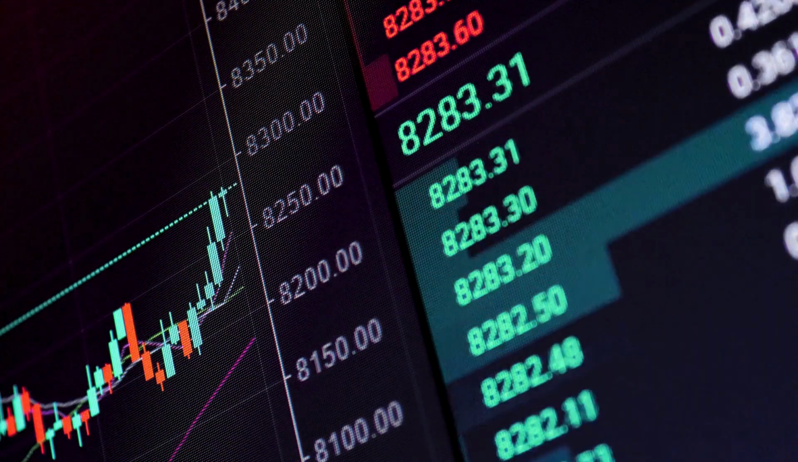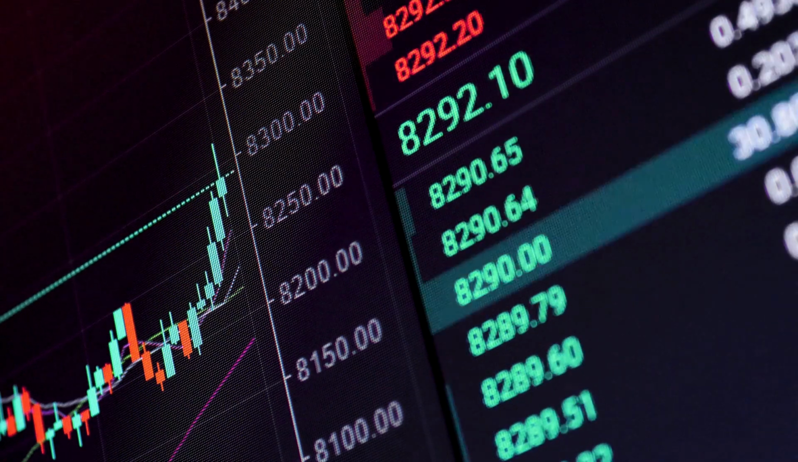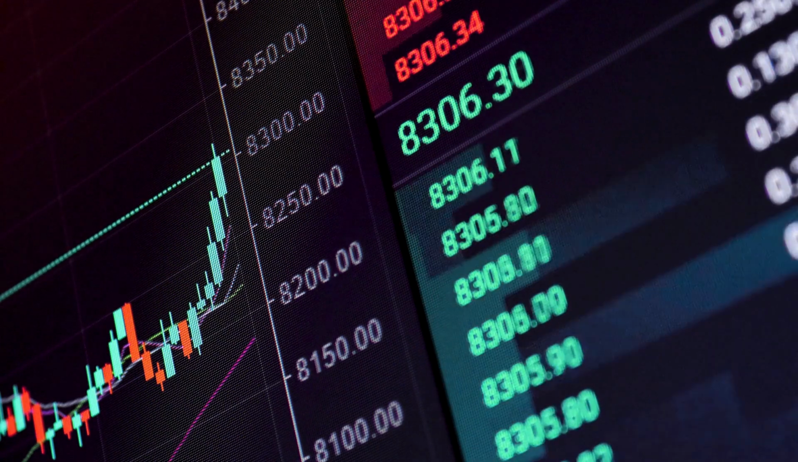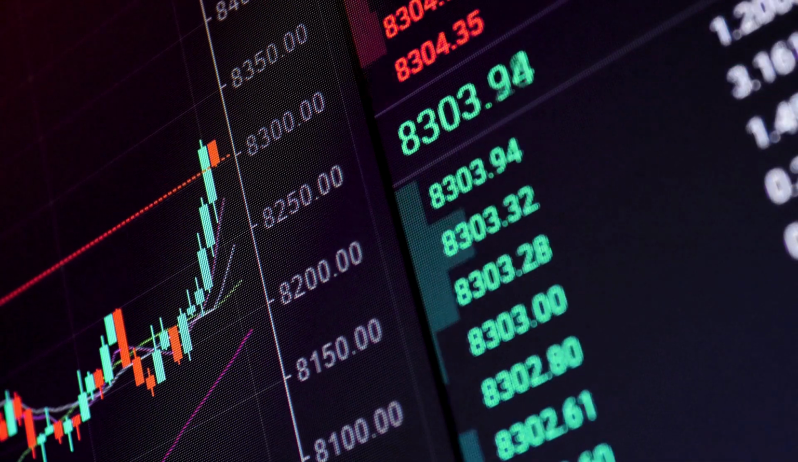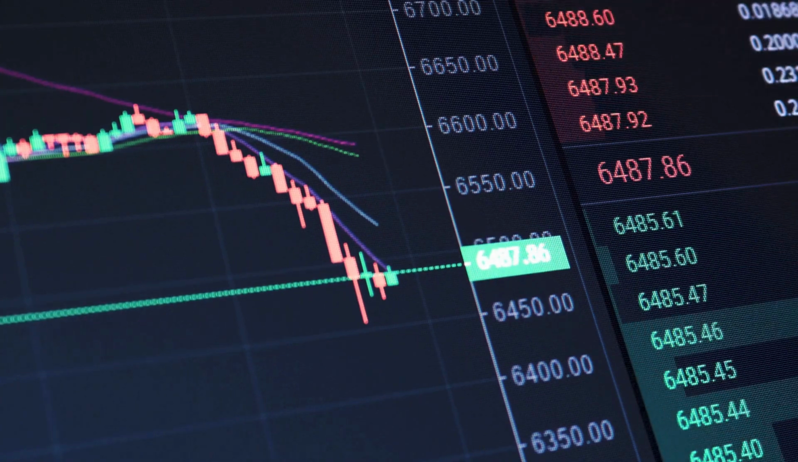In the Forex market, the terms bid and ask are essential for every trader. These two prices determine how you buy and sell currency pairs, and understanding the difference between them will help you make more informed decisions while trading.